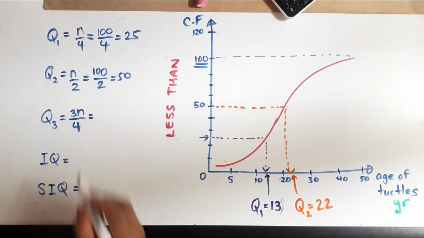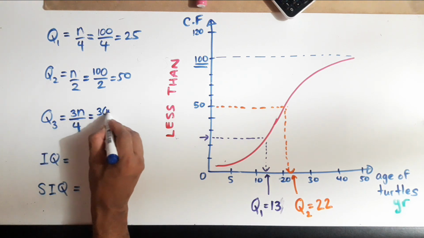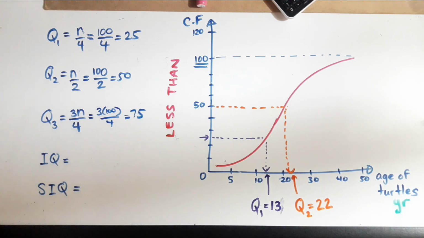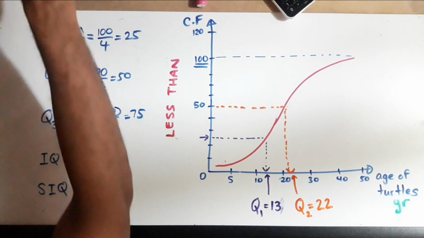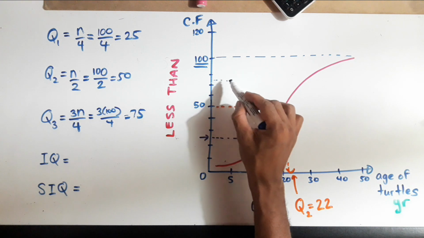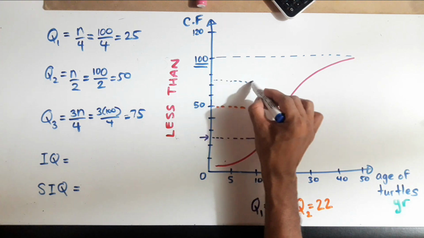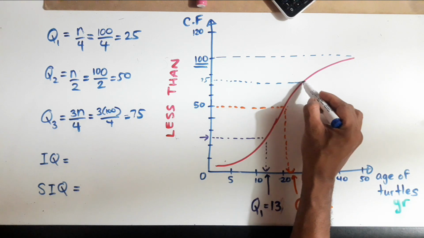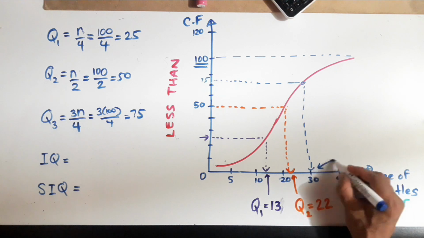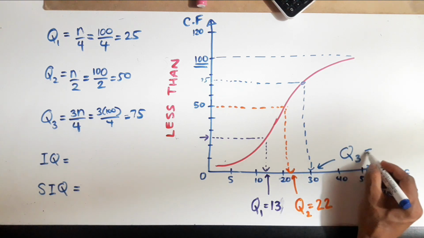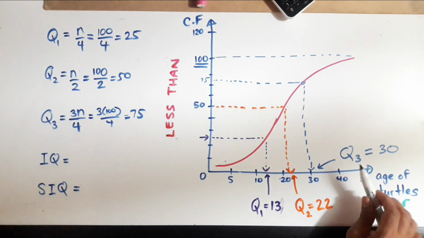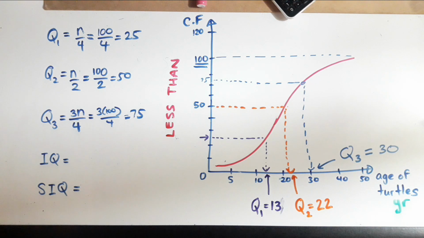And Q3 is a similar thing. It's 3 times 100 divided by 4, which is 75. 75 once again is not the answer for Q3. You look for 75, right? Let's assume here's 75, and we go across, let it hit the graph and let it fall straight down. So let's assume you don't have space here. So Q3 is going to be 30. These are the actual answers for Q1, Q2, and Q3, whatever it falls on.